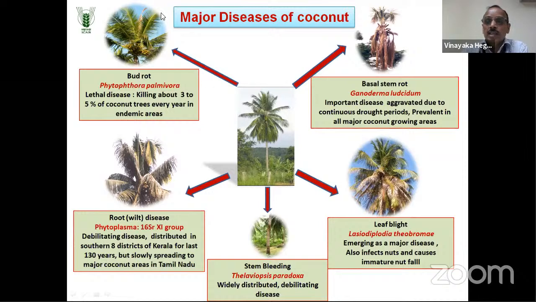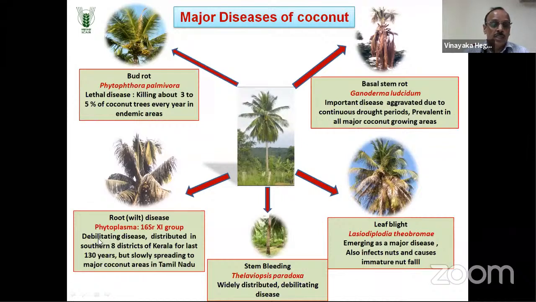Then another major disease is basal stem rot, which is also called Tanjavur wilt. Tanjavur wilt is another major problem, and it is caused by Ganoderma lucidum, and another species, Ganoderma aplanatum, has also been reported. This is also another important disease in many parts, especially in Maidan tracts of Andhra Pradesh, as well as in Tamil Nadu and Karnataka. It is there in coastal areas also, but compared to the Maidan tracts, it is not so much in other areas.